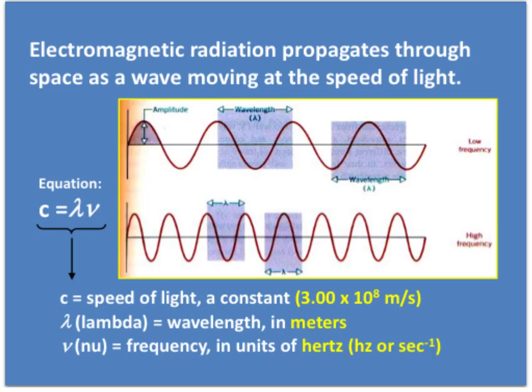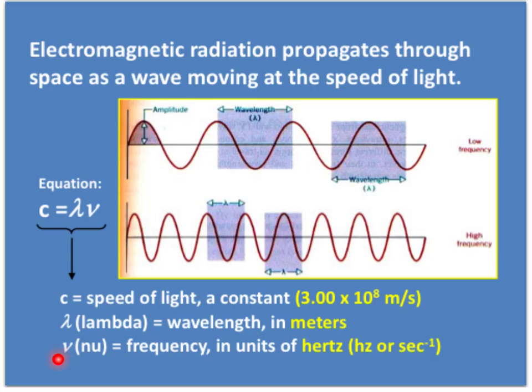Now, how are wavelength and frequency related to the speed of light? The speed of light, c, is a constant, meaning its value does not change. It's actually 2.99 something, but we round it off to 3. So it's 3.00 times 10 to the 8 meters per second, is equal to lambda. It looks like an upside down y. It's actually the Greek letter lambda, which is the wavelength. So lambda is equal to the wavelength, and it's measured in meters.